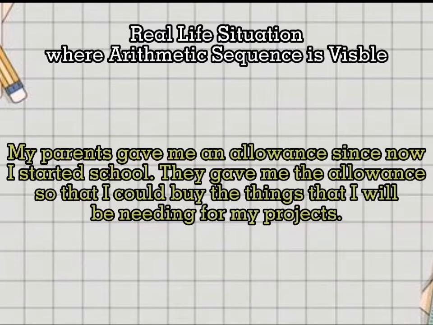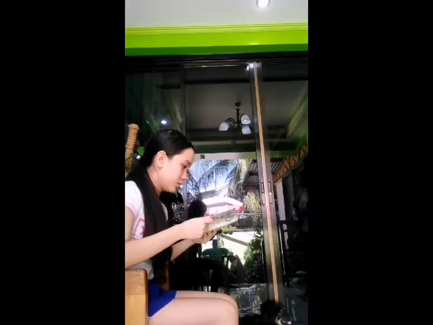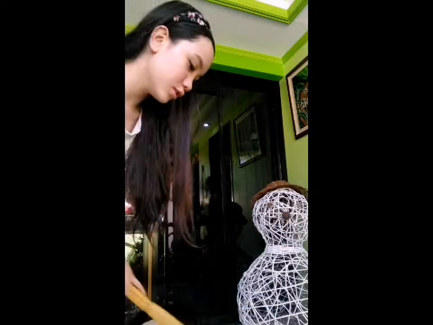My parents gave me an allowance since I started school. They gave me the allowance so that I could buy the things that I will be needing for my projects. They gave me 50 pesos in the first month. Then I earned 75 pesos the second month. On the third month, I got 100 pesos.